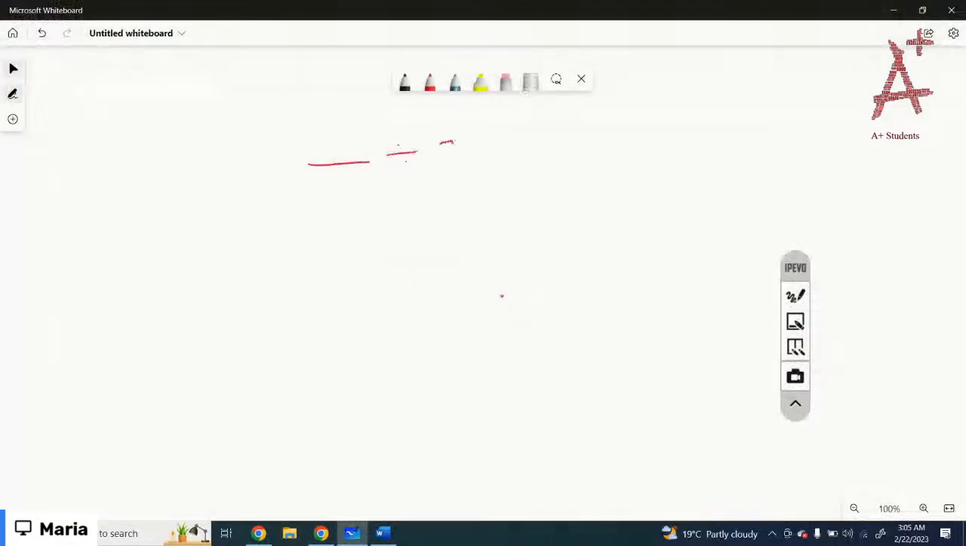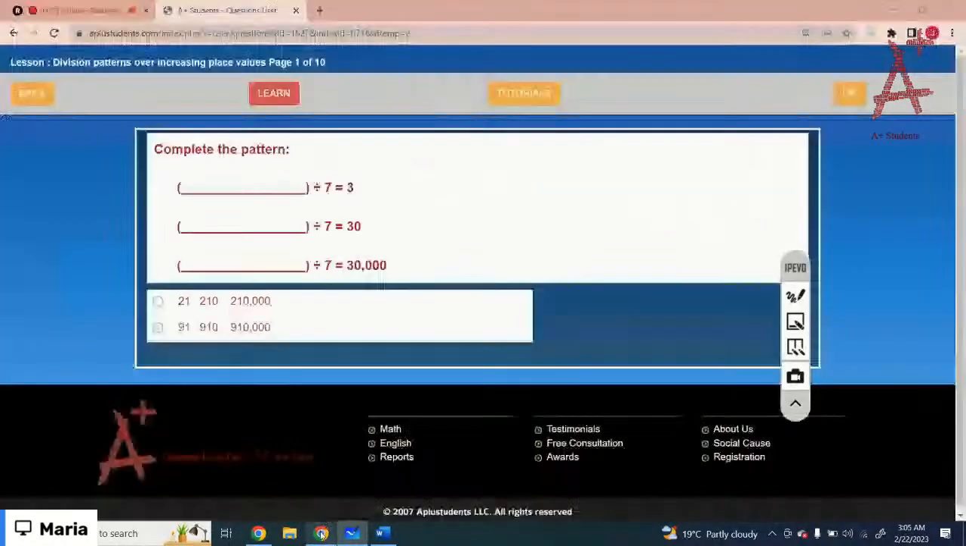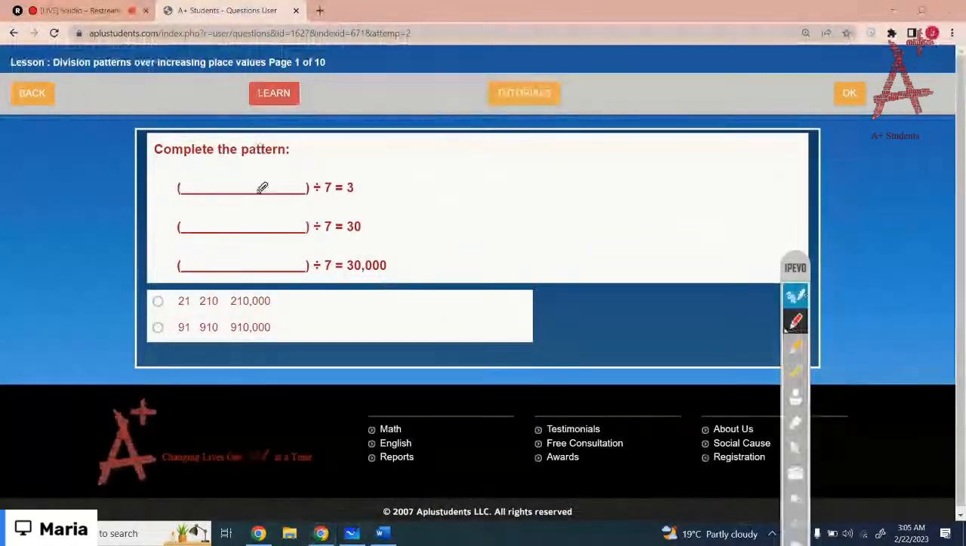Missing number divided by 7 equals 3. Let's have a look at the table of 7. 7 times 1 is 7, 7 times 2 is 14, 7 times 3 is 21. Here you have 7 times 3 is 21. Got it? That means that is the missing number. 21 divided by 7 equals 3. Okay, that means the missing number is 21.